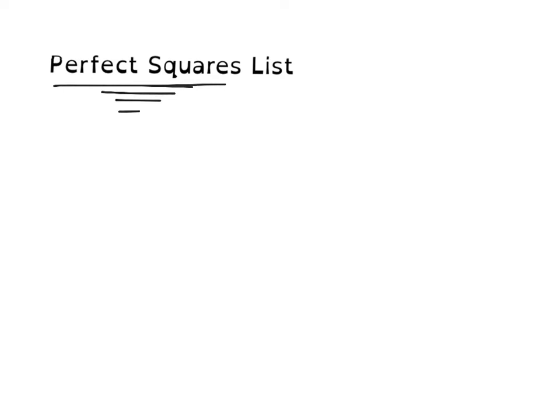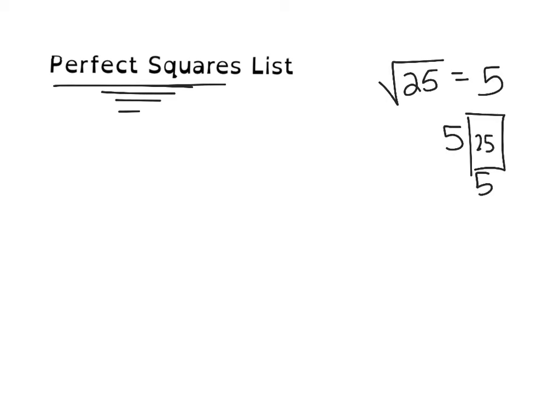So perfect squares, remember, are the numbers you can take a nice square root of, like 25. That's a perfect square because 5 times 5 is 25. Think about it like a square. That would be a 5 by 5 square. The area is 25. Those are perfect squares. So let's make a list of the first 12 or 13 perfect squares.